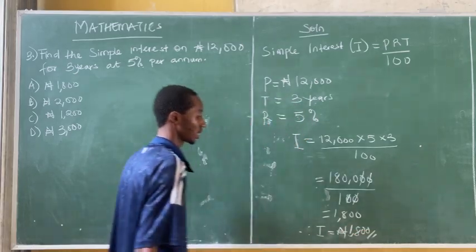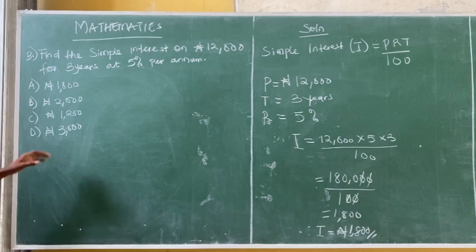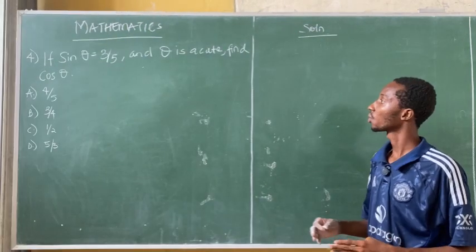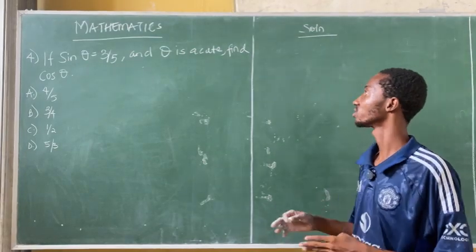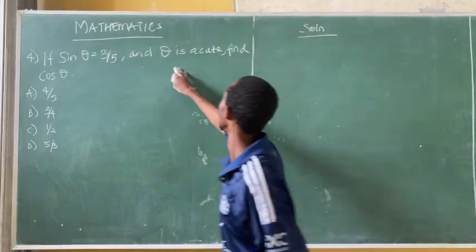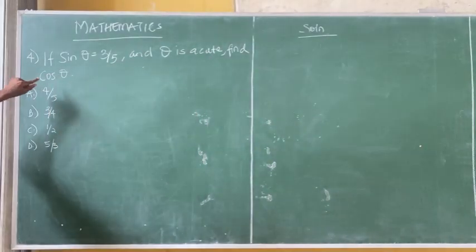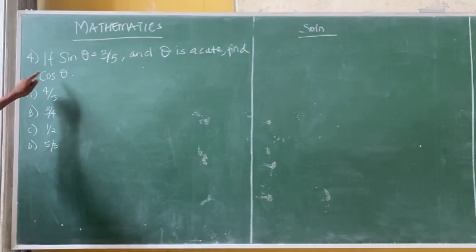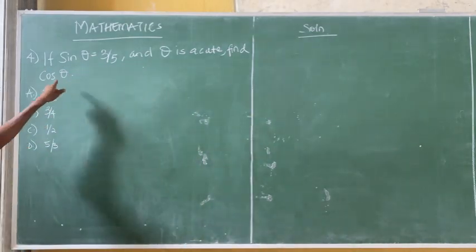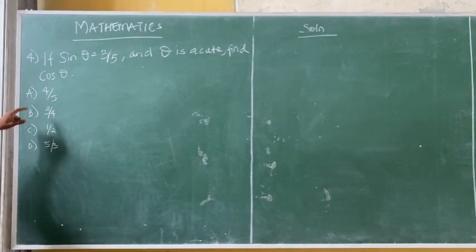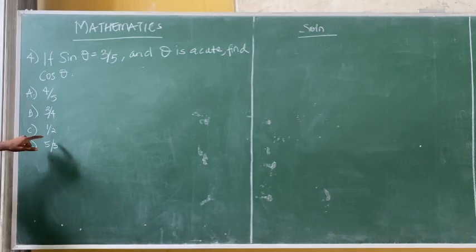1,800 naira. Therefore, the correct answer here is option A with 1,800. Question 4 says, if sine theta is equal to 3 over 5 and theta is acute, find cos theta. A says 4 over 5, B 3 over 4, C 1 over 2, and D 3 over 5.